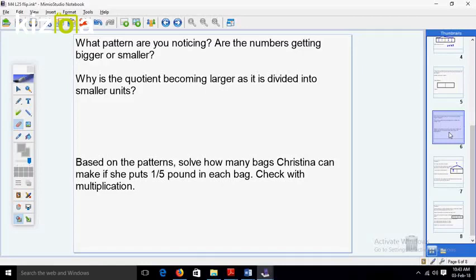So why is it becoming larger as you're dividing into smaller units? Well, if you think about all of these different bags you're making, if you put less in each bag, you get to make more bags. And that's the essence of the division that we're looking at right now.